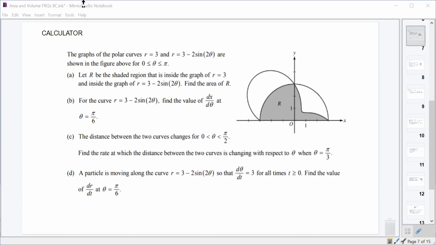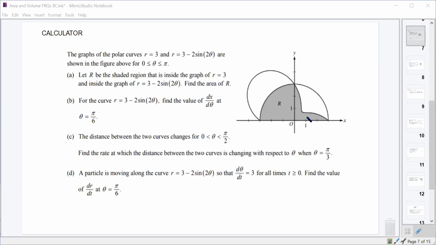Okay, so for part A, what are we looking at here? We have two curves, r equals 3 and r equals 3 minus 2 sine 2 theta. Obviously r equals 3 is the one that looks like the semicircle there, if we're talking from 0 to pi, and then r equals 3 minus 2 sine 2 theta is this other funky looking one. R is the shaded region that is inside r equals 3 and inside 3 minus 2 sine 2 theta.